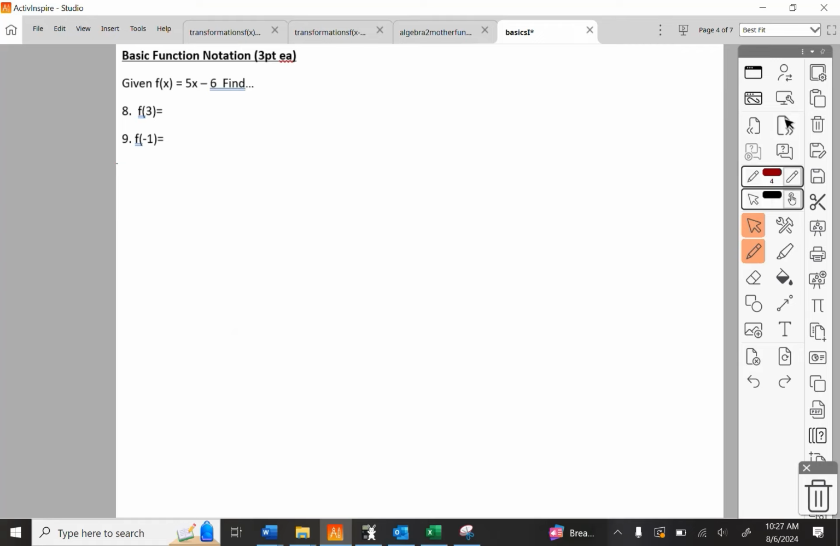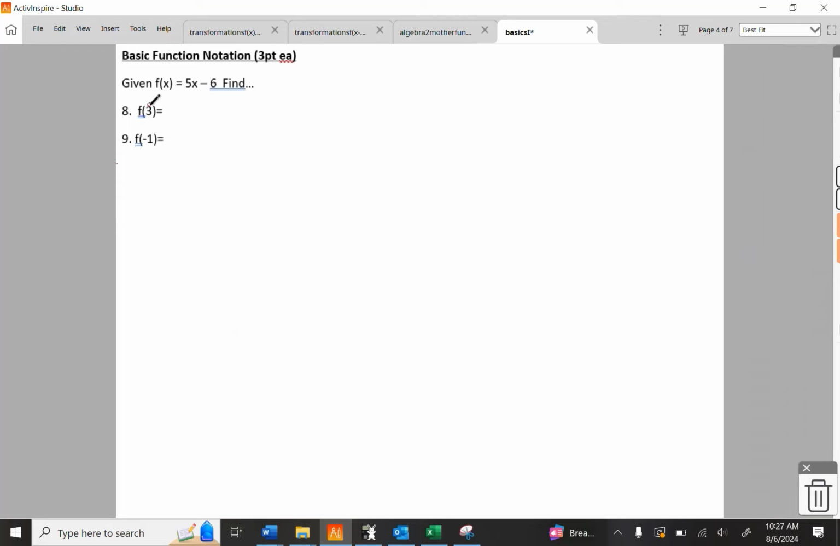All right, function notation. Function notation really messes with kids. But all you have to do is let this x be whatever value is inside this parentheses. So f of 3 is going to be found by replacing x with a 3. That's all it is. It's a substitution property. Now 5 times 3 is 15. 15 minus 6 is 9.